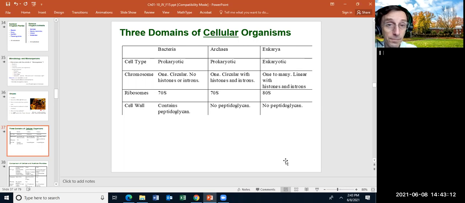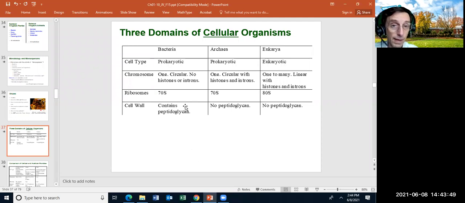For the cell type, the bacteria are prokaryotic cells. The archaea are also prokaryotic cells. And that differs from the eukarya, which are eukaryotic cells. When we look at the chromosome, the bacteria generally have one chromosome, and it's circular. When I say circular, that means it begins where it ends, so it's in a circle.